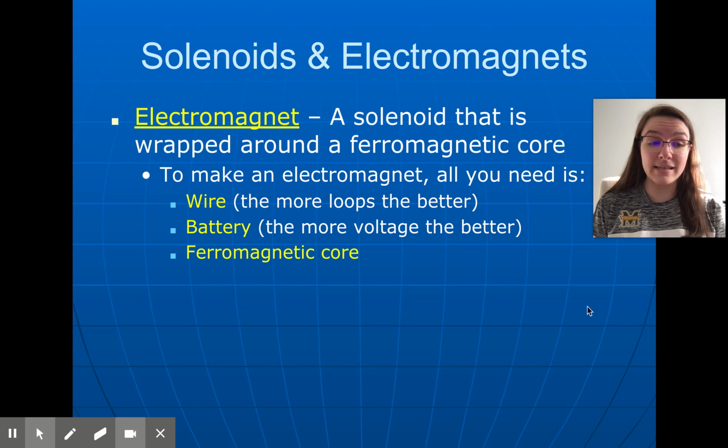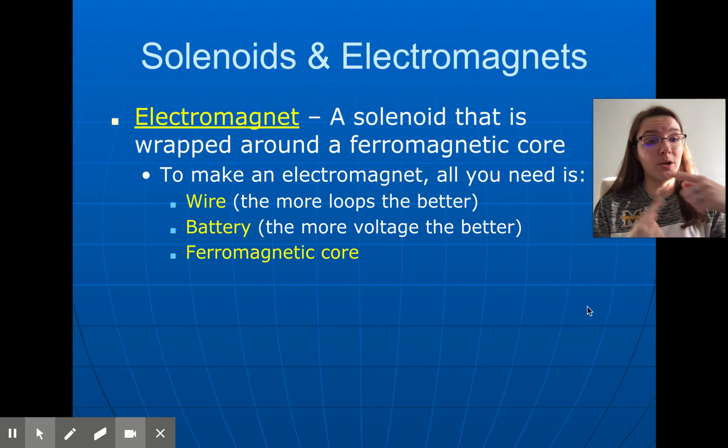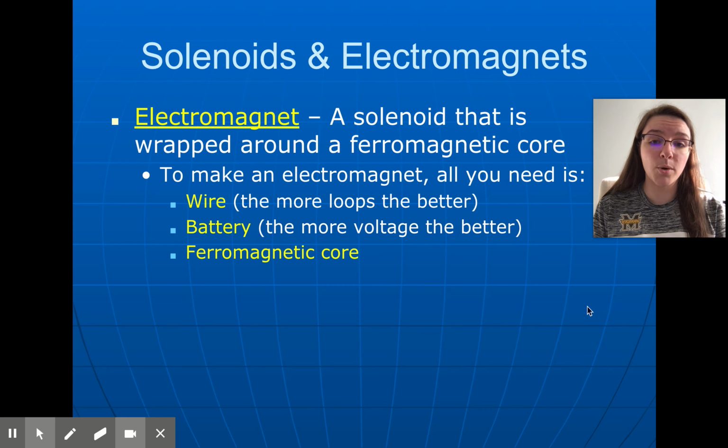So if you wanted to make your own electromagnet, you would need wire. The more wire you have, the better, so you can make more loops. Copper wiring tends to work well. A battery, the more voltage, the better. More volts means a higher current. And some kind of ferromagnetic core, like an iron nail.